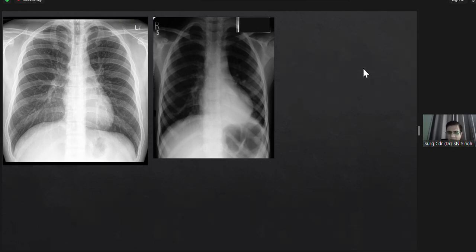It is silhouetting the medial left hemidiaphragm. What about the left border of the vertebra? Is it silhouetting or not silhouetting? Plus minus. Okay. Is there an air bronchogram? No air bronchogram. See, I'm just asking things which you know, but you are not describing. So no air bronchograms, no calcifications. Very good. Anything else?